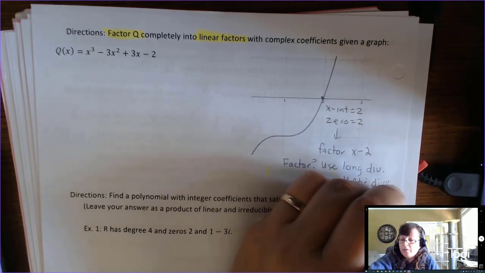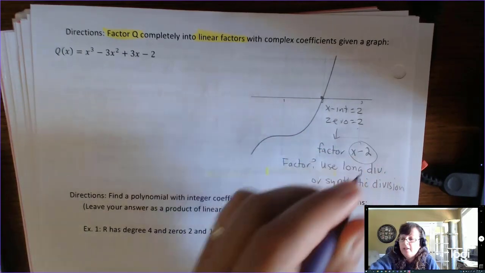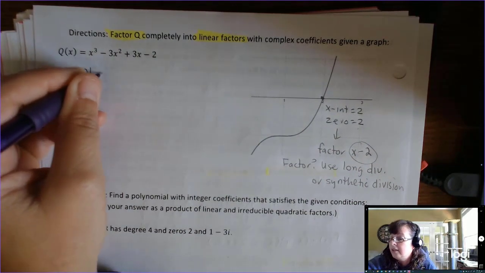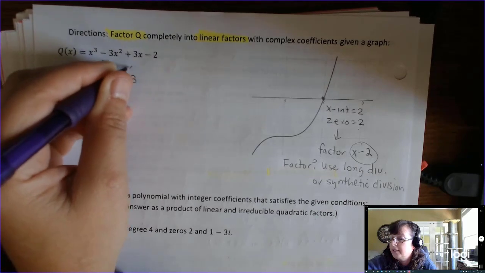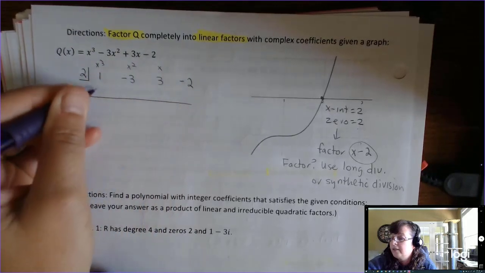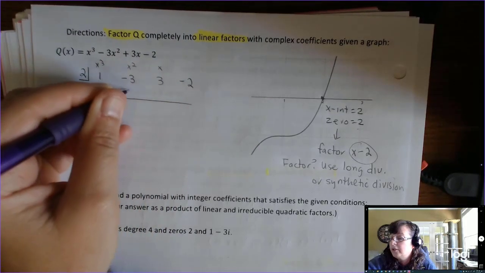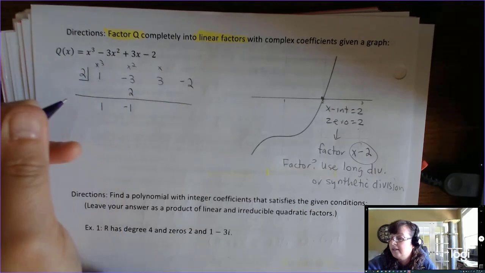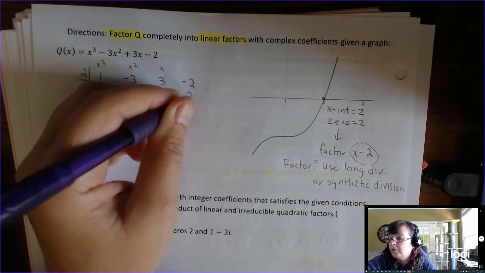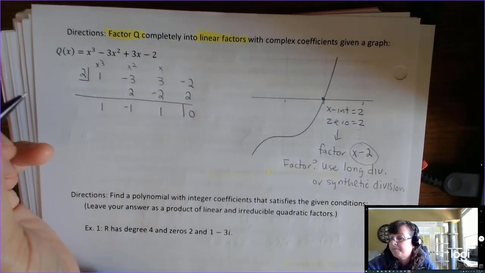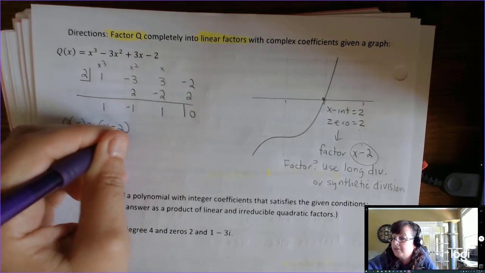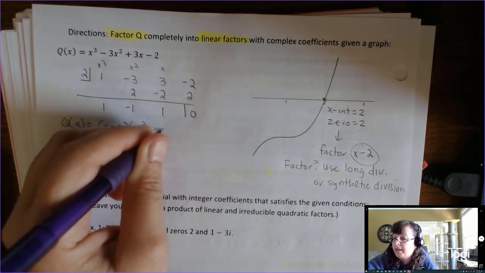So that's what we're going to do. We're factoring with x minus 2. But with synthetic division, you take the variables out. So we're going to put a 2 in the box, and then 1, and then negative 3, and then 3, and then negative 2. And so 1's going to come down, and then 2 times 1 is 2, and then you add to get negative 1. Then 2 times negative 1 is negative 2, and then you add to get 1. 2 times 1 is 2, and then the remainder is 0. So what you've got is the factor x minus 2 and the factor x squared minus x plus 1.